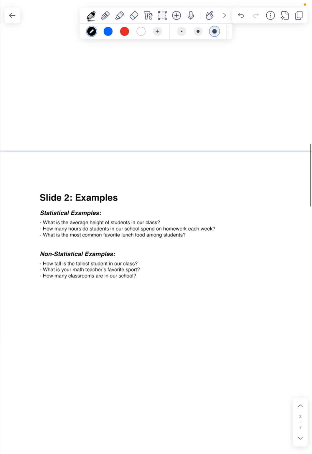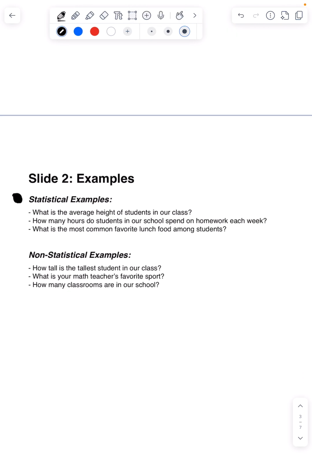So to zoom in and think about some examples, we have some statistical examples and some non-statistical examples. At the core, let's think about the first three questions. What is the average height of students in our class? We just talked about that. That would vary, right? We would have to take into account all the different students in order to find the average. Next, how many hours do students spend on homework? We would have a number that would be, more often than not, different for every single student. And then, what is the most common favorite lunch among students? Here you would also have to gather data from different students and get the responses. Based on those responses, you would land on what is the most common after all.